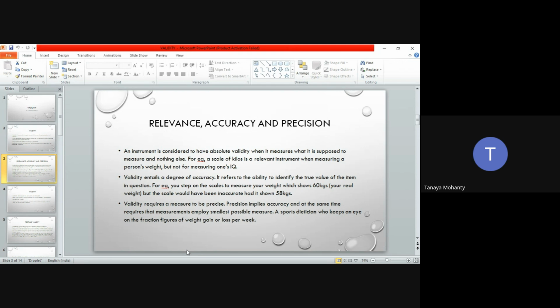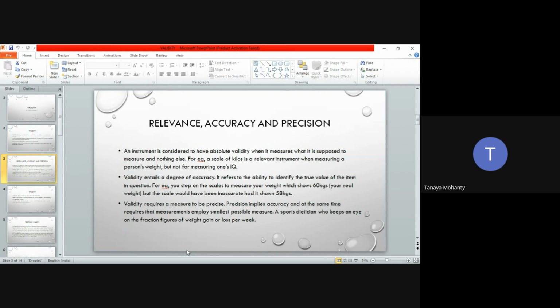So basically, you will see that sport dietitians keep an eye even on the fraction figures of weight gain or loss per week or per day. I mean, they keep track of everything. What is your weight in the morning? What is your weight in the evening? Even if it is 5 grams, 10 grams, they have to keep an accurate reading of it, so that they will control and monitor your diet. What was the diet that is adding more weight? What was the diet that is affecting you in a better way? So they have to keep track of it.